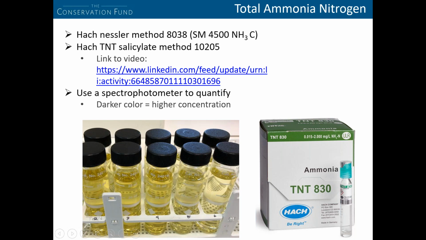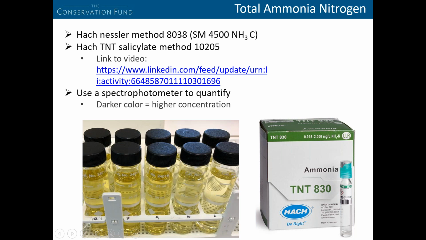And this method is a bit cumbersome because there are 3 different liquid reagents that you have to use. However, it is very cost effective. But something to keep in mind is that the Nessler reagent does contain mercury. So any reactive liquid will have to be properly disposed as hazardous waste.